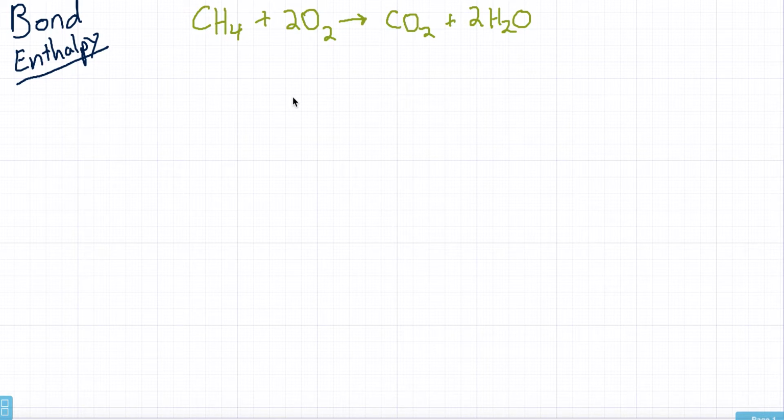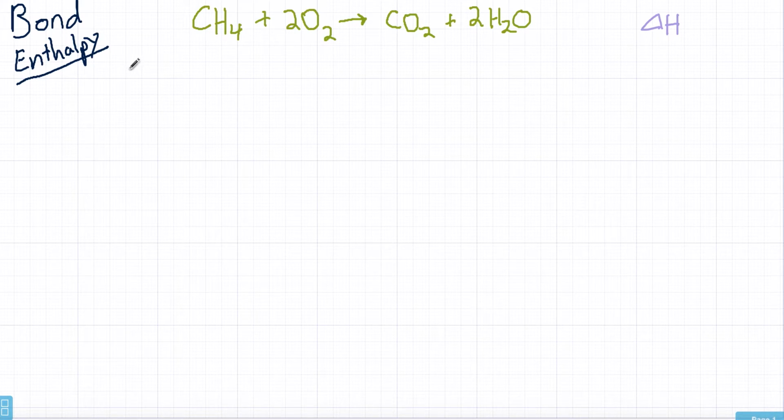So here we're going to look at bond enthalpies. It's a way you can find delta H for the reaction. We'll write that maybe over here. That's what we're going to be finding, delta H. How do we find delta H for a reaction using bond enthalpies?